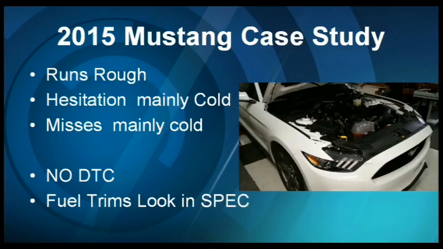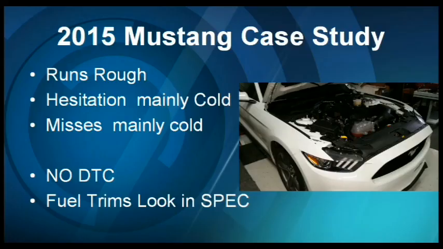We have a case study on a 2015 Mustang EcoBoost engine, 2.3 liter. The customer's complaint is it runs rough, with hesitation. It mainly runs rough and has a hesitation, seems to be worse when it's cold, and it skips, as the customer said, and has misfires.